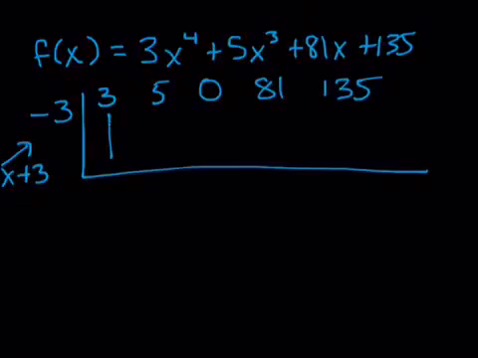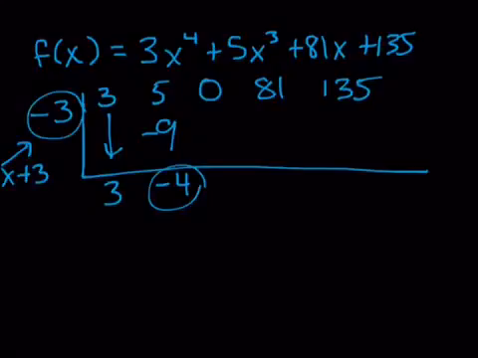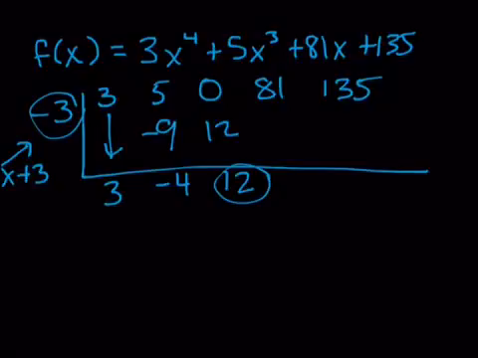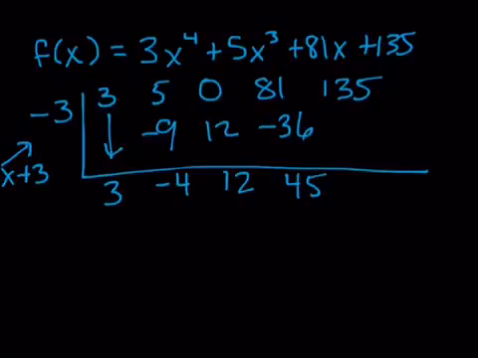All right, so synthetic division, bring down the 3, then multiply 3 times -3, and that's -9. Add 5 and -9 is -4. -4 times -3 is 12. 0 plus 12 is 12. 12 times -3 is -36. 81 plus -36 is 45. And 45 times -3 is -135. And then finally adding, that would be 0.